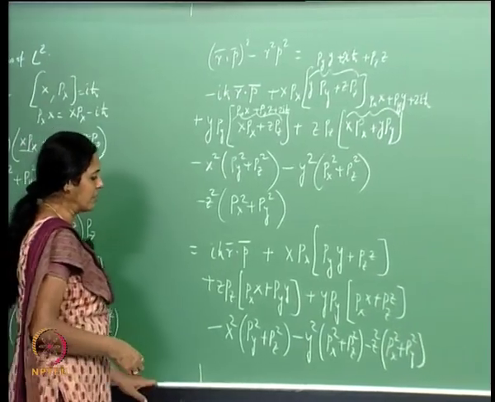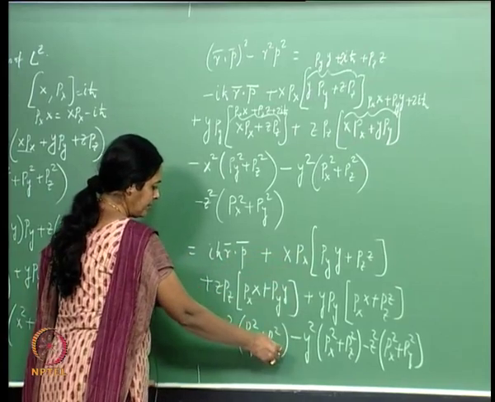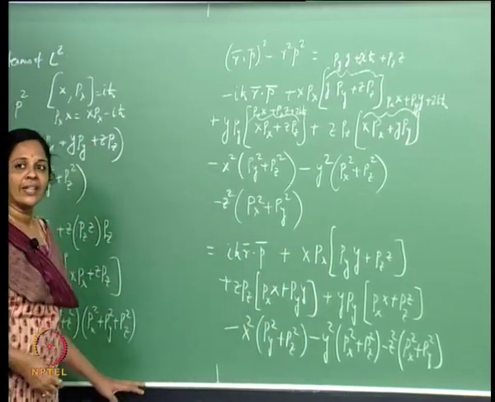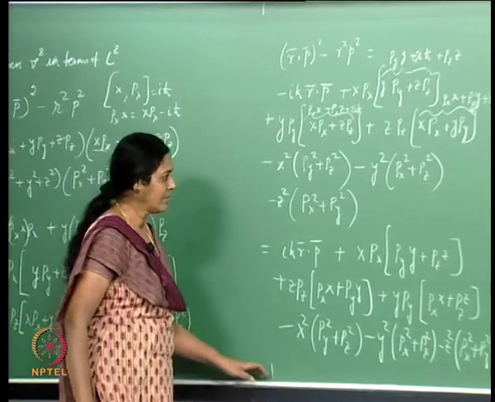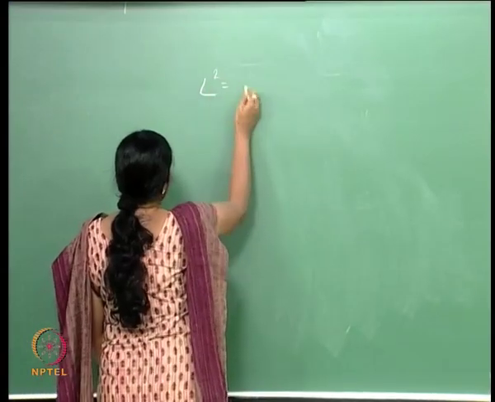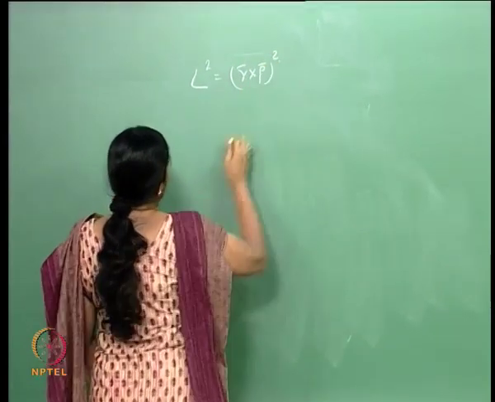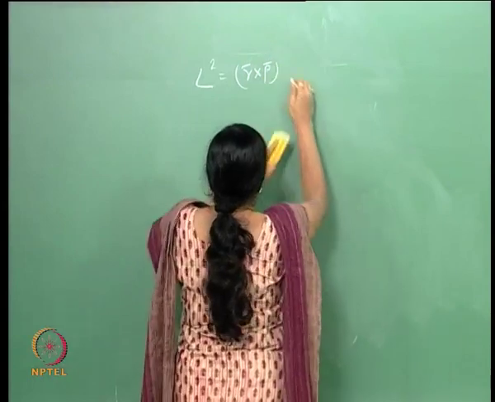Look at these terms. Compare this with an object like L squared. So, let us look at L squared now. L squared is r cross p dotted with r cross p.